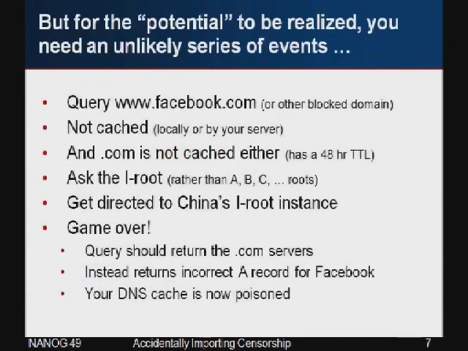But to actually have this happen to you, you need to be very unlucky. There are a lot of conditions to be met. You need to query a blocked domain. You need to have it not cached by you or your DNS server. You need to have .com also not cached, and it's got a 48-hour TTL. When you go to query a root server, you need to get the right one. You need to go to iRoot, and you need to be in the footprint of the route leak to get China's Beijing iRoot instance.